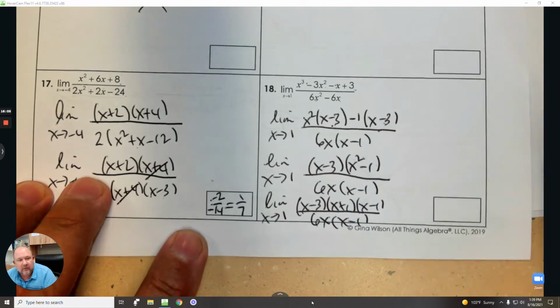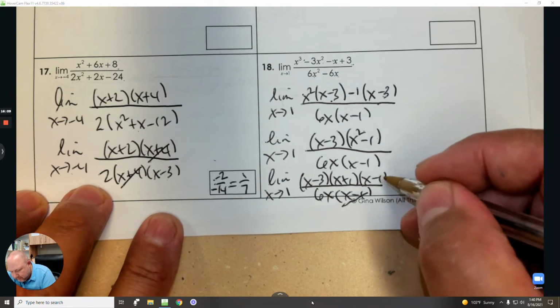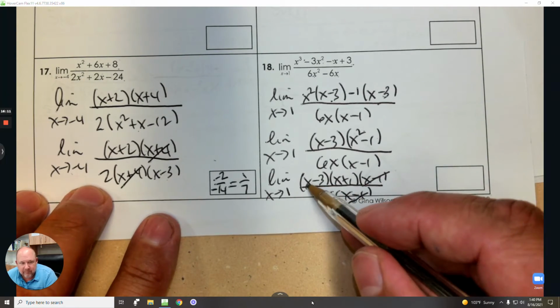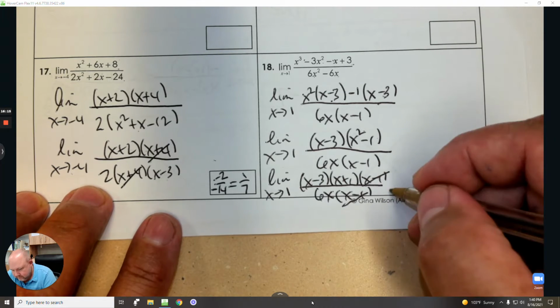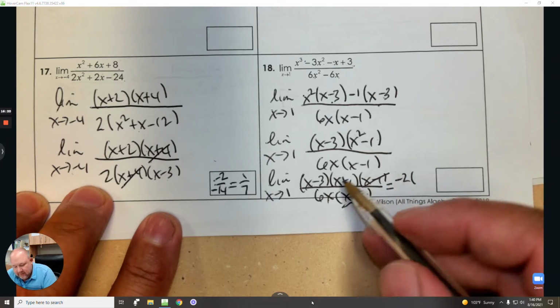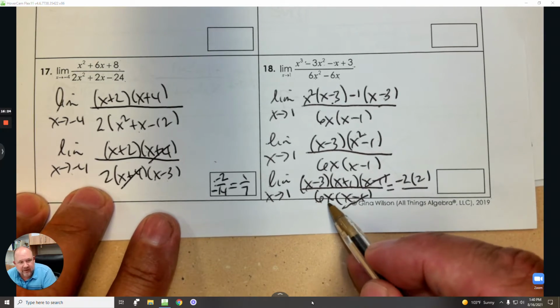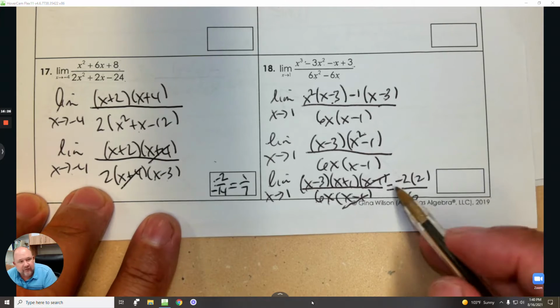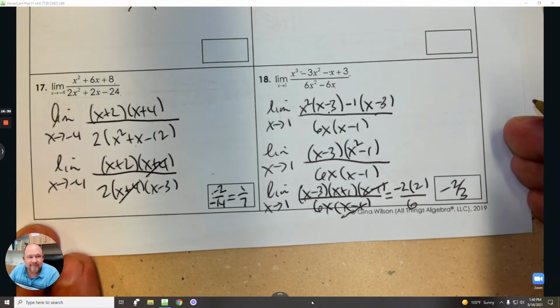Now what I want you to notice is x subtract 1 is now removable. So I can now plug in positive 1 and get an answer. So positive 1, take away 3 is negative 2. 1 plus 1 is 2. And then 6 times 1 is 6. So this is negative 4 over 6, or negative 2/3.